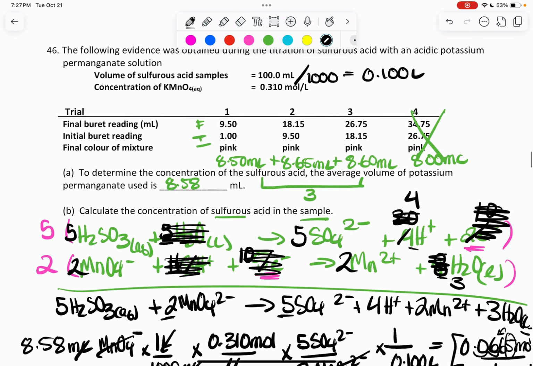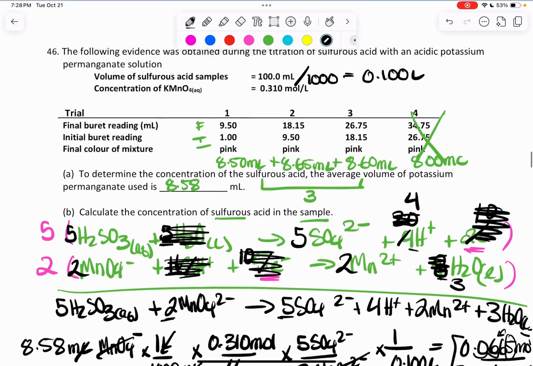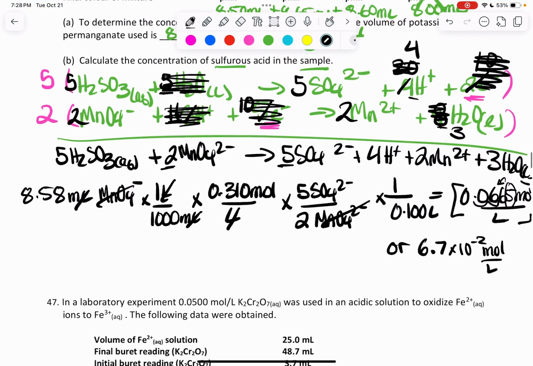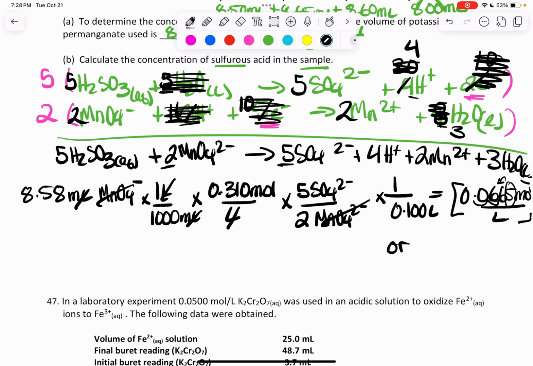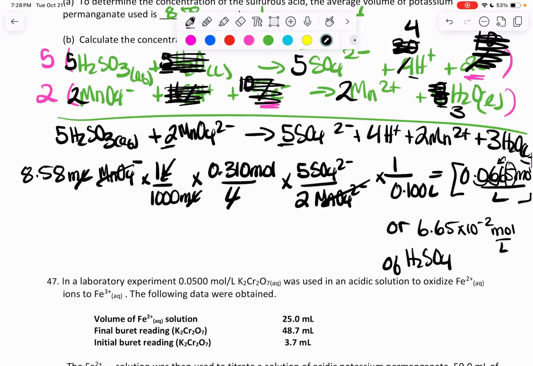Why am I rounding it up? Actually, no, I shouldn't have to round this, because everything should be 3 significant digits. So it should be 6.65 times 10 to the negative 2 moles per liter of SO4 2 minus, of H2SO4. That's our concentration of our acid.